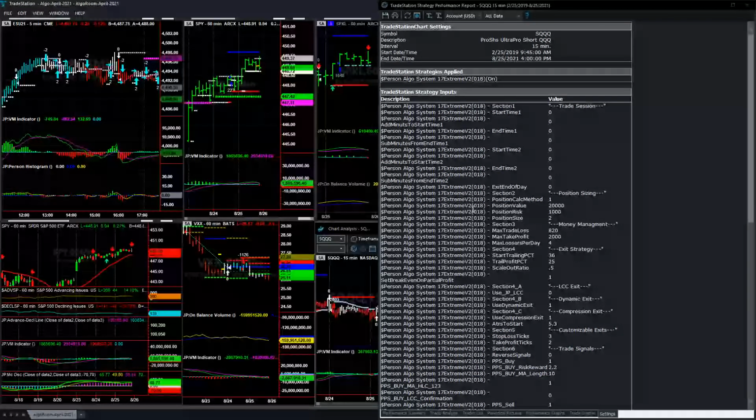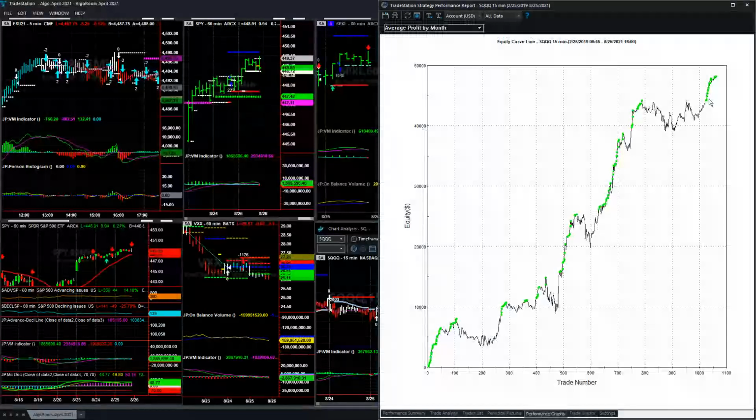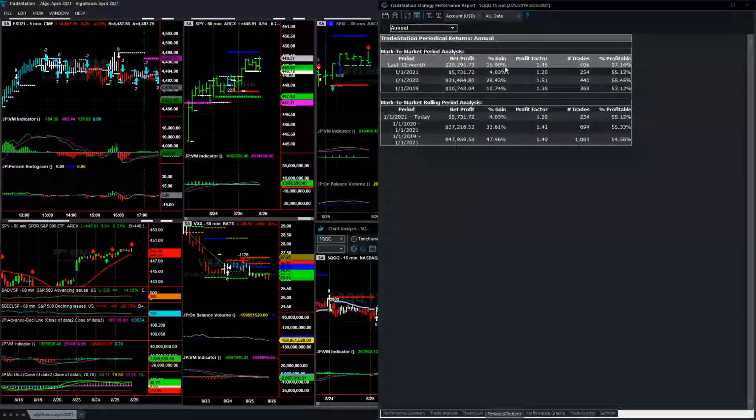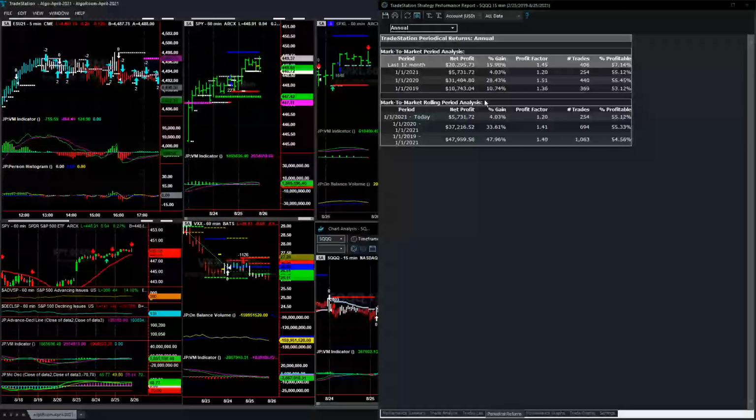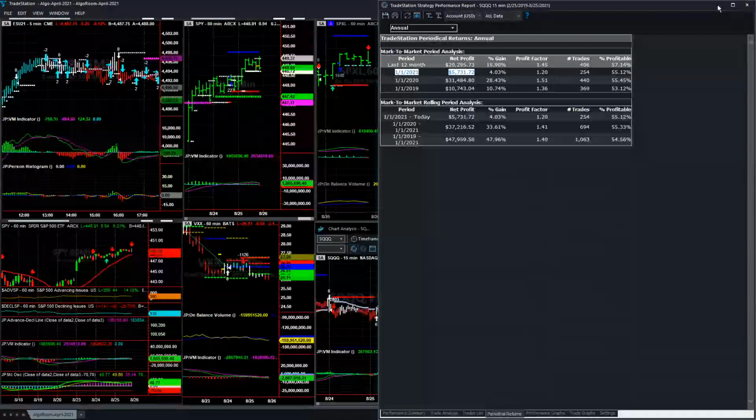So on the SQQQ, the performance graph is at a new equity high for the year, periodic returns. This year is doing, well, I would have to say pretty good. Based on the account size of $20,000, your periodic return is $20,295 in the last 12 months. So far, year to date, $5,700. Not bad performance for the live trade room.